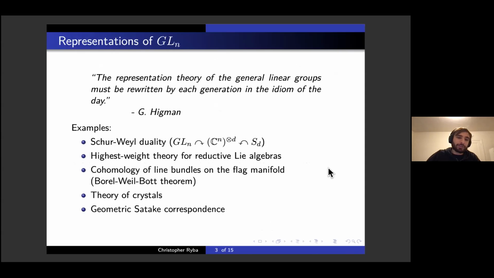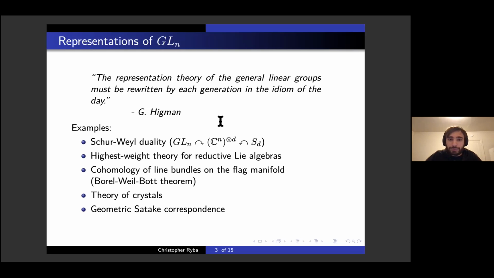And so the first and perhaps my favorite is Schur duality. So one takes the vector representation of the general linear group and considers the d-th tensor power of it and finds that you have an action of the symmetric group by permutation of tensor factors that commutes with the action of the general linear group. And with a sufficiently detailed understanding of these two group actions, you can relate the representation theory of the general linear group with that of the symmetric group.